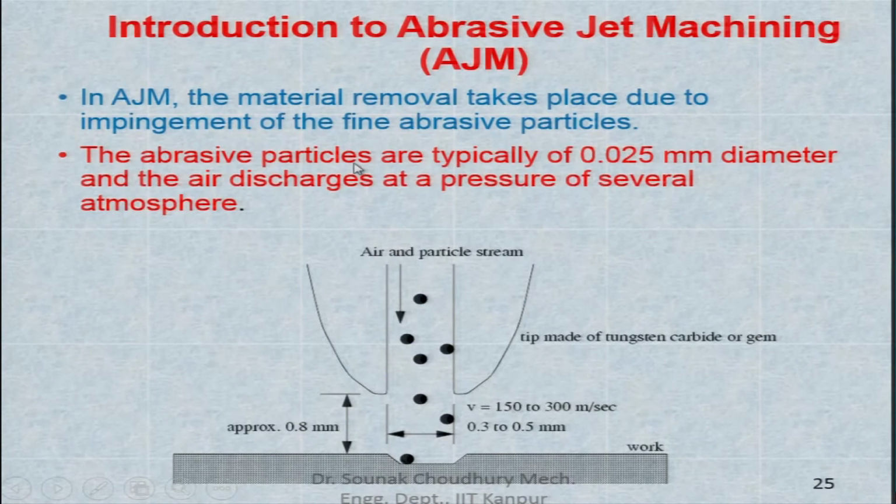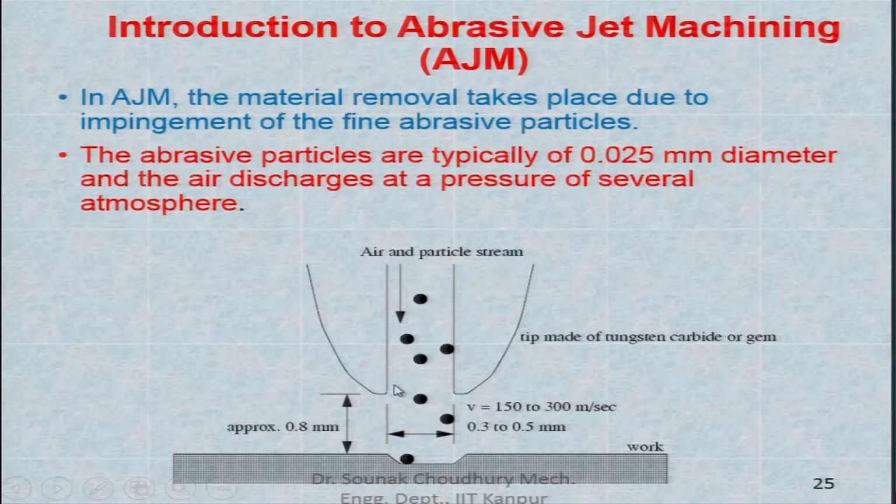The abrasive particles are typically of very small diameter, about 0.025 millimeter, and the air discharges at a pressure of several atmospheres. Through this high-pressure air, those particles are directed towards the workpiece, and this is the nozzle. The nozzle is at a distance of approximately 0.8 millimeter from the workpiece. This is the standoff distance.